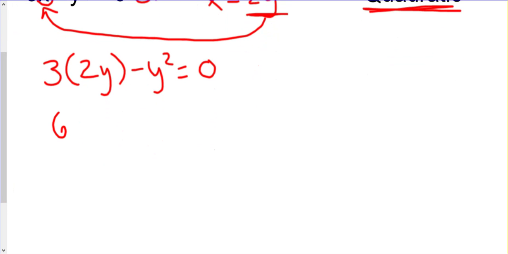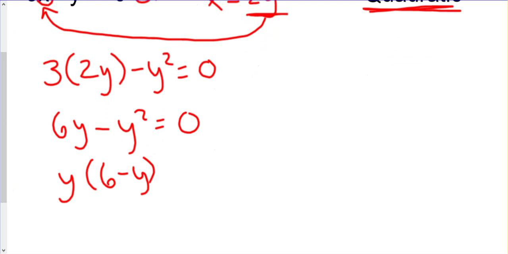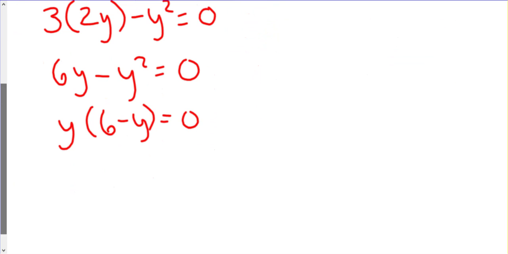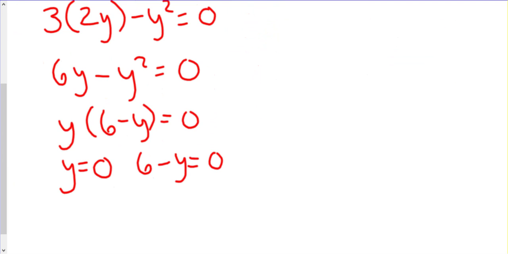So I get 6y minus y squared is equal to 0. To solve for y, there's a GCF of y, so I get y times 6 minus y is equal to 0. Set each term equal to 0, so y is equal to 0, and 6 minus y equals 0. Subtract 6 from both sides and negate with the negative y, so I get that y is equal to positive 6. Because I have two y values, I now must substitute in and solve for two x values.